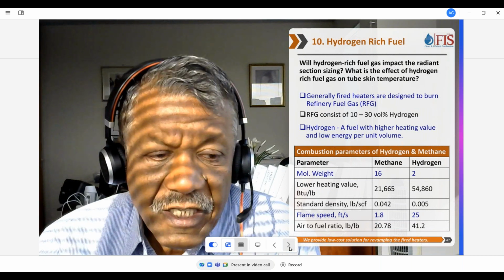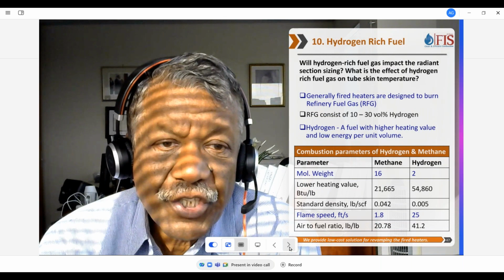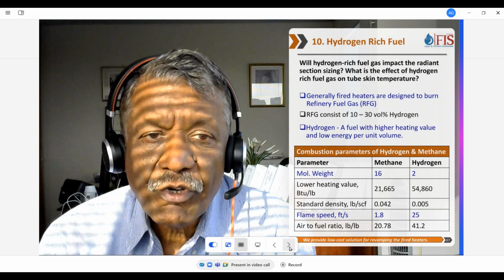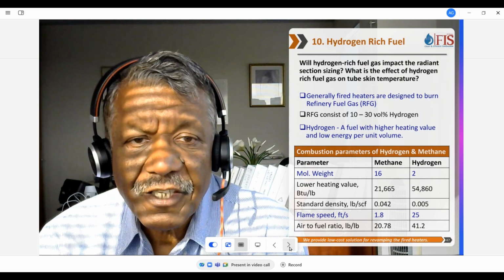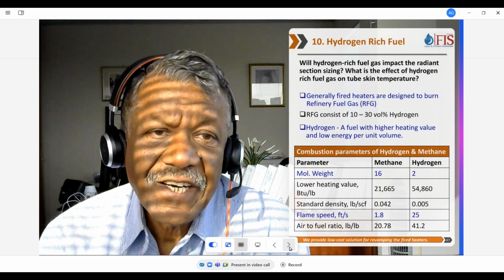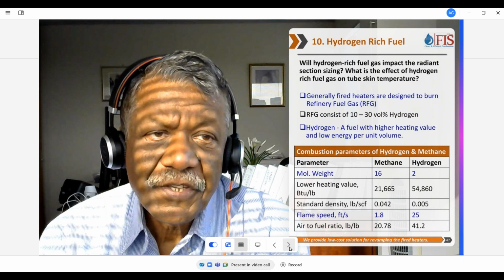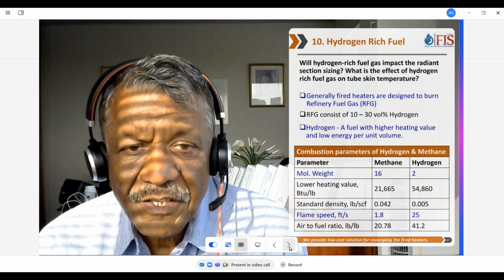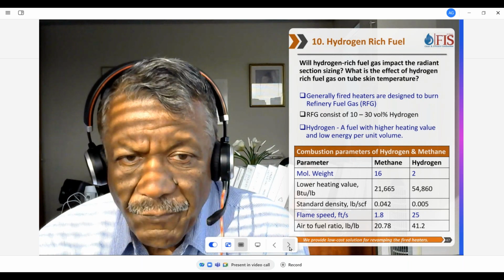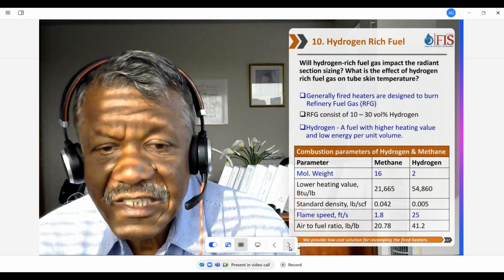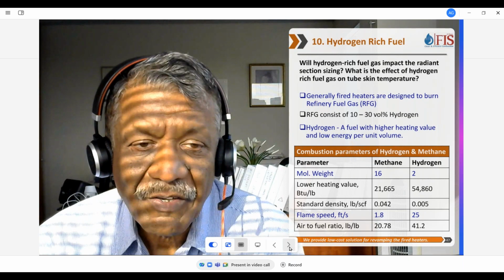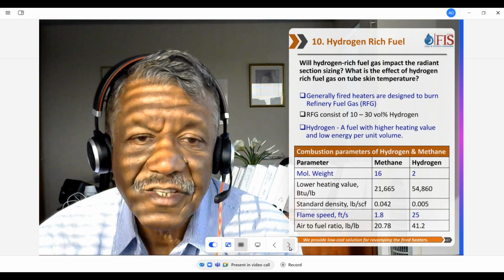There has been a lot of interest in hydrogen. So this was a question we received from one of the participants. Will hydrogen-rich fuel gas impact the radiant section sizing? And what is the effect of hydrogen-rich fuel gas on the tube skin temperatures? So instead of giving my opinion, I thought we will do an example.